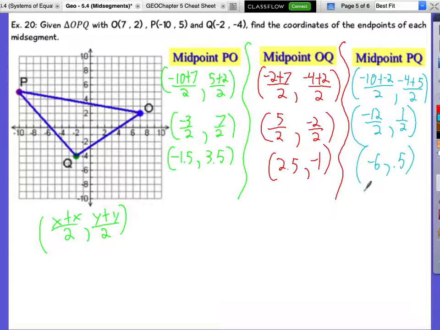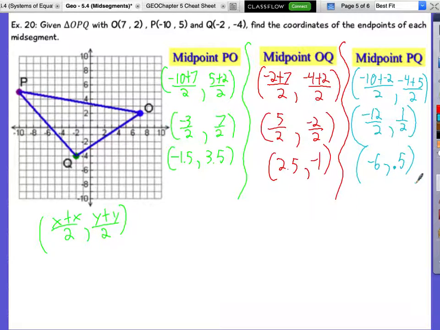Alright, hey, Kayla had a question on the midpoint of PQ. So we take the x from P and the x from Q. Negative 10 plus negative 2 divided by 2. Take the y's, 5 plus negative 4 divided by 2. Does that make sense? Negative 10 plus negative 2 is negative 12. Negative 4 plus 5 is 1. Negative 12 divided by 2 is negative 6. 1 over 2 is 0.5.